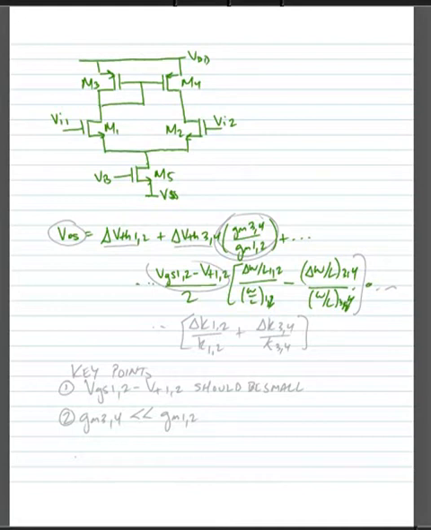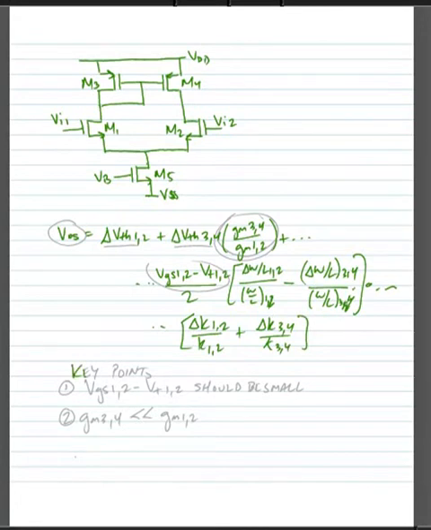Times the following quantity, which we will also write in the next line, delta K 1,2 over K 1,2 plus delta K 3,4 over K 3,4.